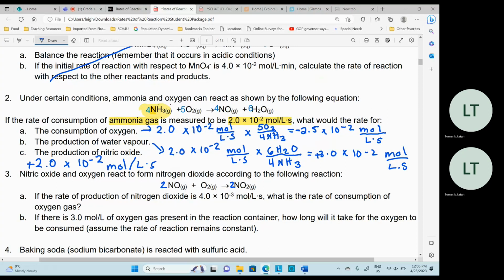So that would be 4.0 times 10 to the negative 3 times, so there is 1 oxygen used, 1 oxygen molecule used, right? Not 1 oxygen atom, for every 2 NO2 created. So the rate is going to be half, right? So this will be 2.0 times 10 to the negative 3.